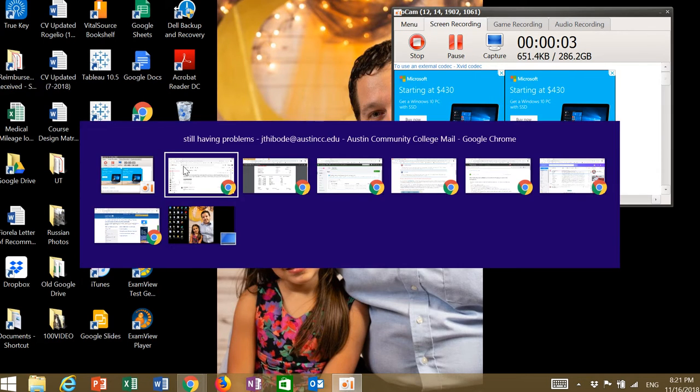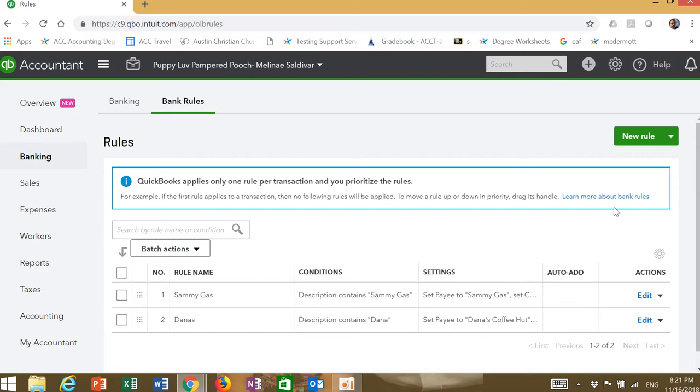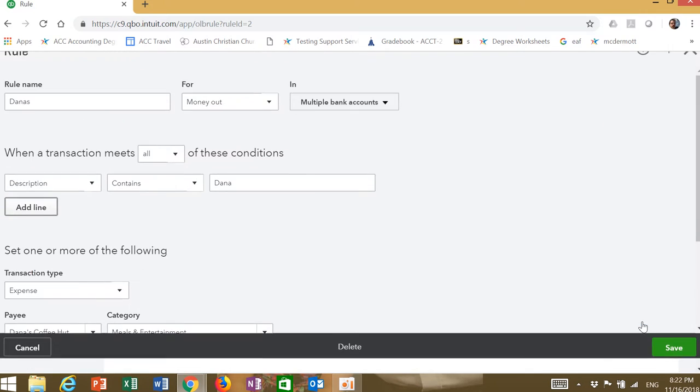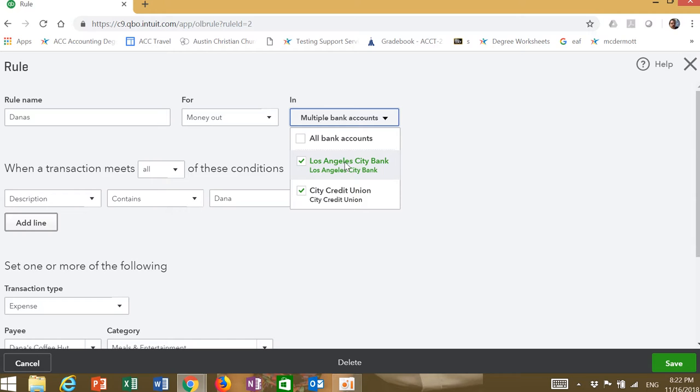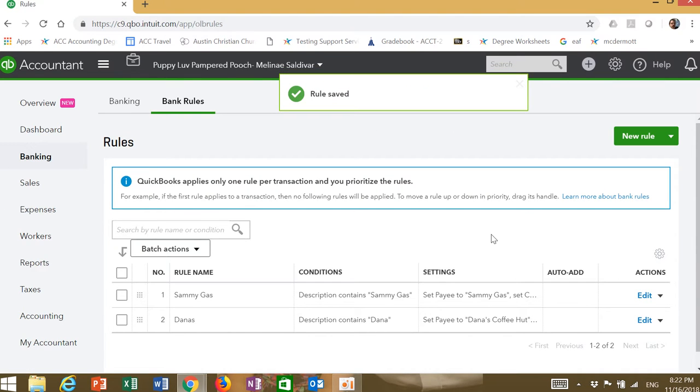Alright, Melanie, going back into your QuickBooks file, one thing I noticed was that your banking rules were off. So what I did is I changed your banking rule, took out the apostrophe S and just kept it as Dana, and applied it to both bank accounts. Before, you only had it on the Los Angeles City Bank, but since there are also some Dana transactions in the credit card, I went ahead and added that. So I think that'll help match things up.